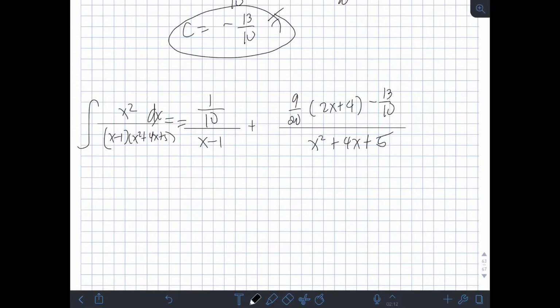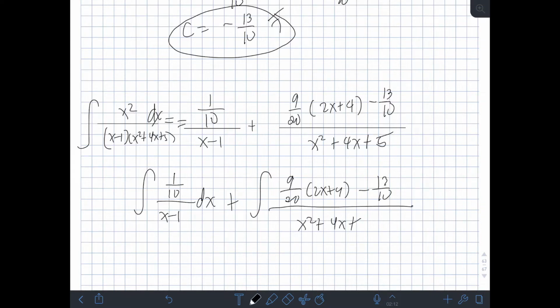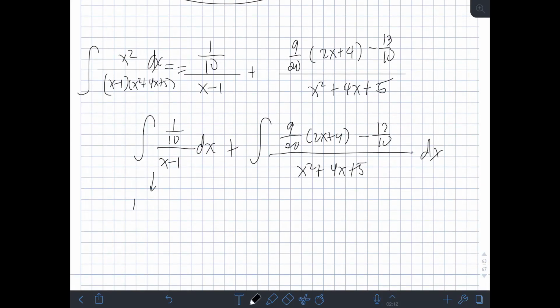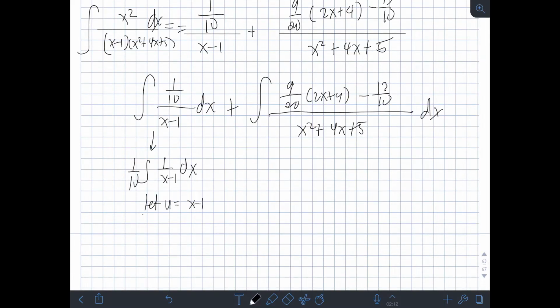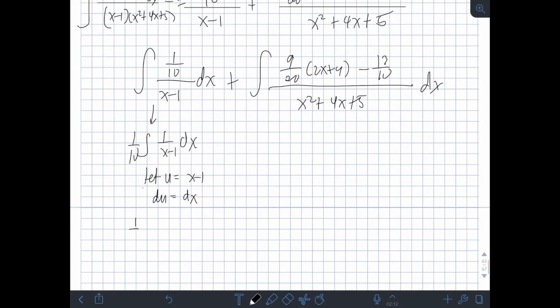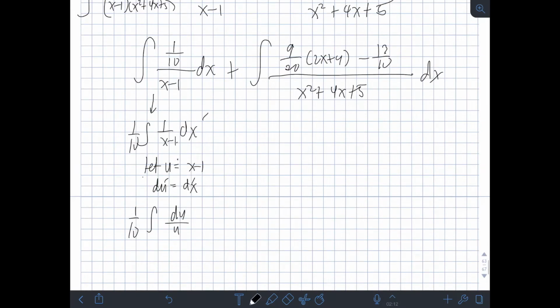So, integrate na natin. So, therefore, we have integral ng 1 over 10 times x minus 1 dx plus integral ng 9 over 20 times 2x plus 4 minus 13 over 10 over x squared plus 4x plus 5 dx. So, ito, equal siya sa 1 over 10 integral ng 1 over x minus 1 dx, right? So, ito, let natin si u x minus 1, then du is equal to dx. So, equal siya sa 1 over 10 integral ng du over u. So, integral ng du over u is ln u. So, 1 over 10 ln u. And then, balik natin in terms of x minus 1, ln x minus 1.